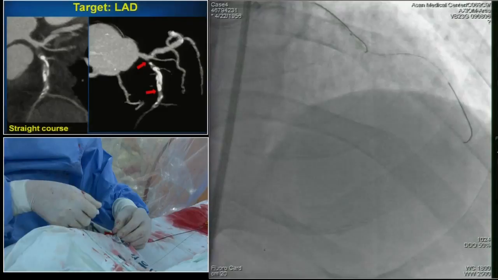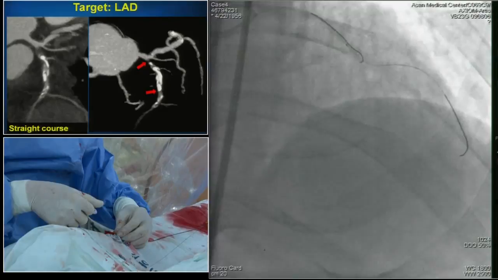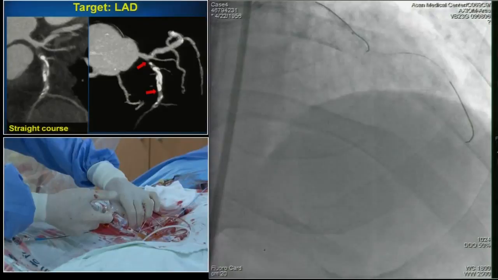So this region is responsible for the acute MI, huh? Yeah, I agree.